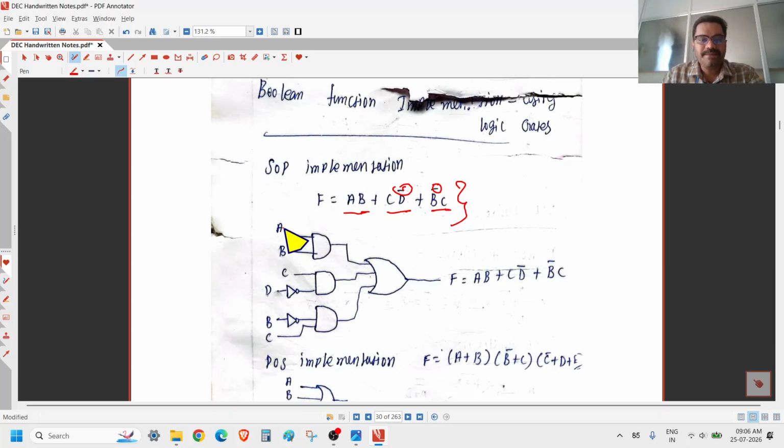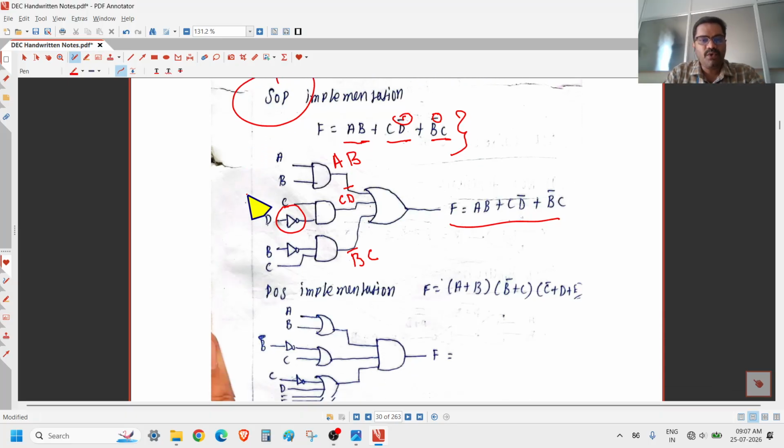Simply you can see a into b. So this will produce a into b. And what about the output here? c into d bar. Why d bar? Because there is a NOT gate here, right? The next AND gate will produce b bar into c because of this NOT gate. We combine everything with the help of the OR gate. So the final output is f is equal to a into b plus c into d bar plus b bar into c. This is the Boolean function implementation using logic gates in terms of SOP implementation.